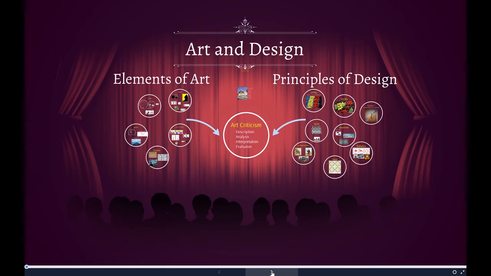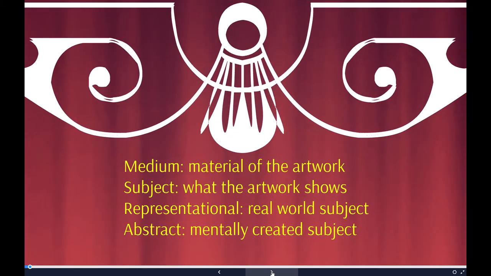We're going to look at the elements of art today, and we're going to start by looking at these four words. Medium, or the plural media, is the material that the artwork is made of. Subject is what the artwork shows. Is it a person? Is it a landscape?